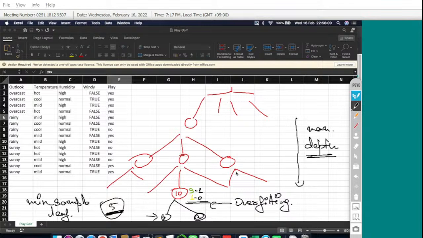Tomorrow there is one thing left: ensemble learning, meaning how we can combine decision trees to get better accuracy, and then we will do the code. The ensemble learning and the code will be the agenda for tomorrow. Any questions? Anything? Yeah, please, you can ask questions.